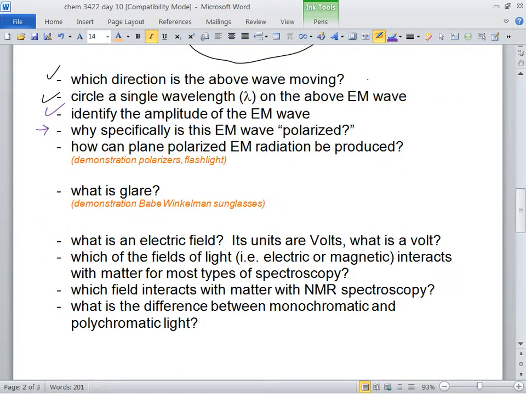What is an electric field? Its units are volts. What's a volt? This is probably more information than you need, but it's energy per unit charge. It's a joule per coulomb. That's what a volt is. An electric field is just going to be different amounts of energy in space, right? Different amounts of electrical potential energy in space.